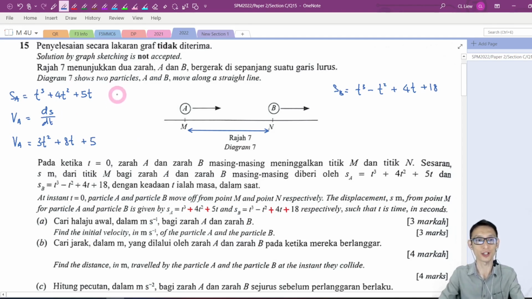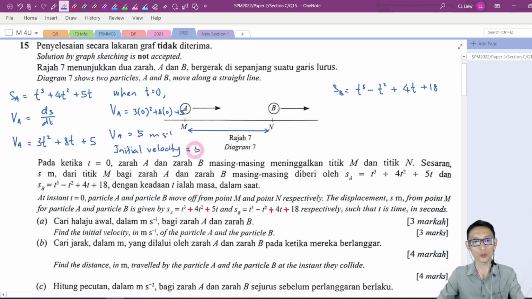T is equal to 0, right? When t is equal to 0: three times 0 squared plus 8 times 0 plus 5. So we will get 5. So from here, we know that the initial velocity for particle A is equal to 5 meters per second.